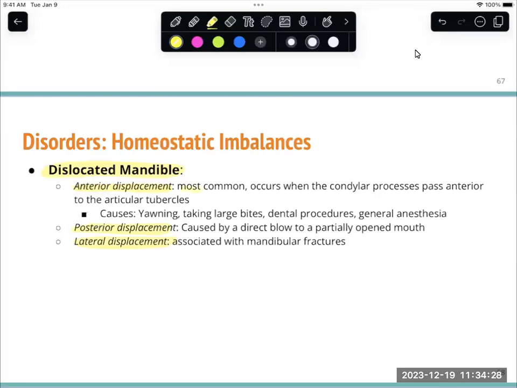And they will dislocate that mandible anteriorly to be able to get to those teeth to remove them. But it can happen from yawning, taking too large of bites, and they usually do it under general anesthesia if they're going to manually dislocate. They can do posterior. That's usually if somebody gets punched in the mouth. Lateral displacement, your mandible fractures.